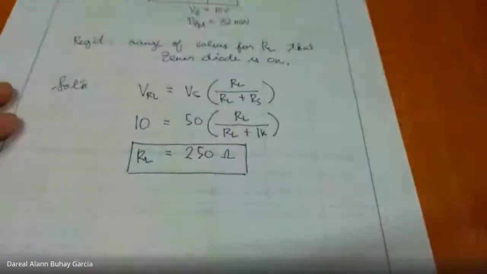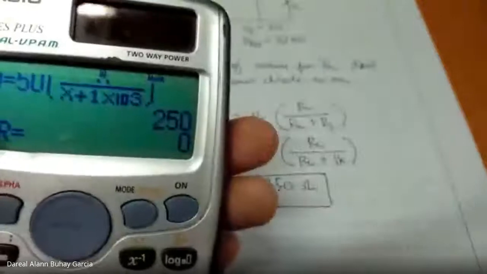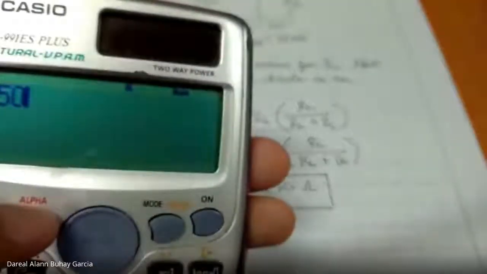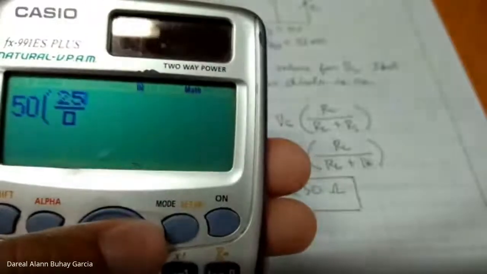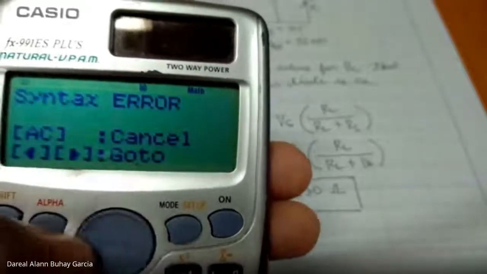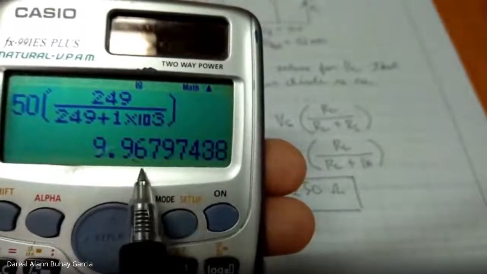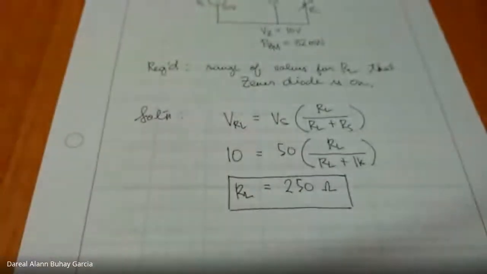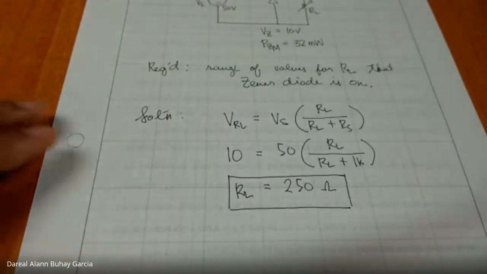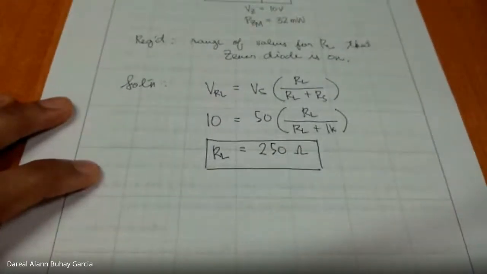So starting at 250, the Zener diode turns on. Okay, what if it is 249? So if it is 249, we get Vs times 249 over 249 plus 1K. Okay, 9.97. So it has not reached 10. So 249 ohms is still not enough. At least 250 ohms is enough. Okay? So that is our minimum value for RL.